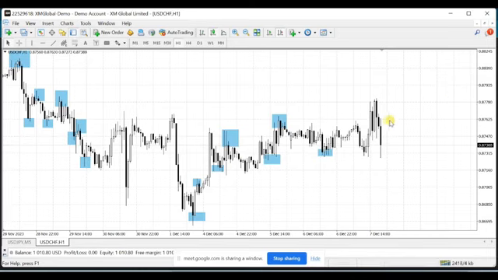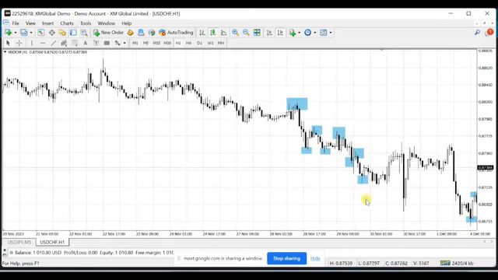So when you are in an uptrend, you are looking for opportunities to buy. When you are in a downtrend like this, you are looking for opportunities to sell. I hope that is clear.